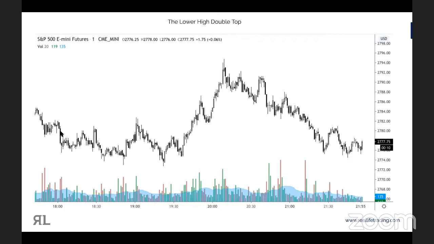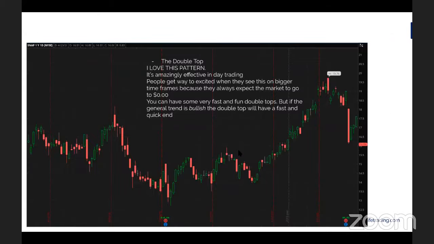This is a really nice double top. Now, how would you have known it's a double top? You wouldn't have known until this evening star and then that close below the neckline right there. It's the exact same pattern, just in reverse. Same exact thing. So this is a double top pattern.